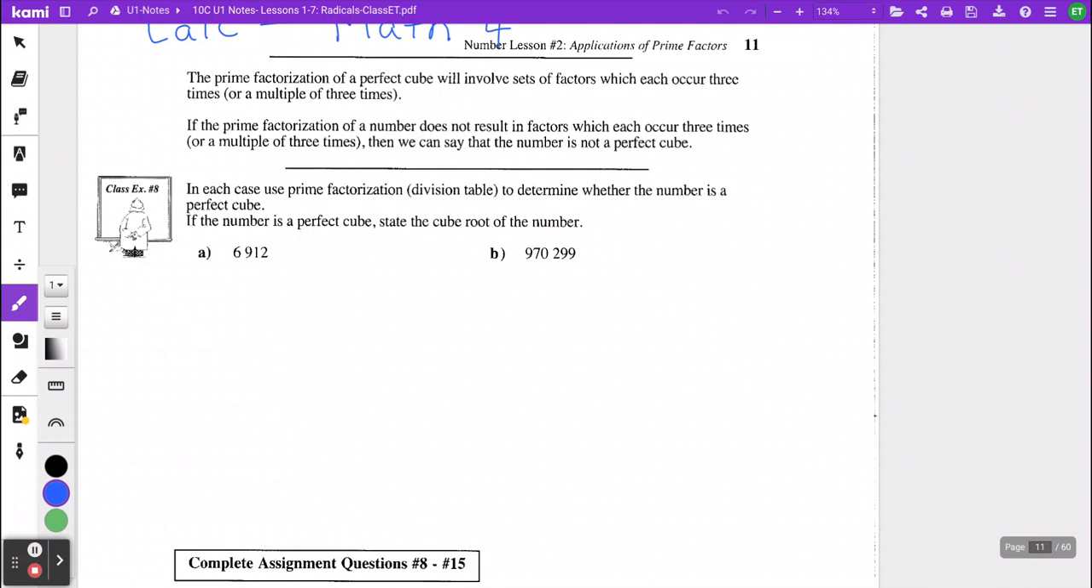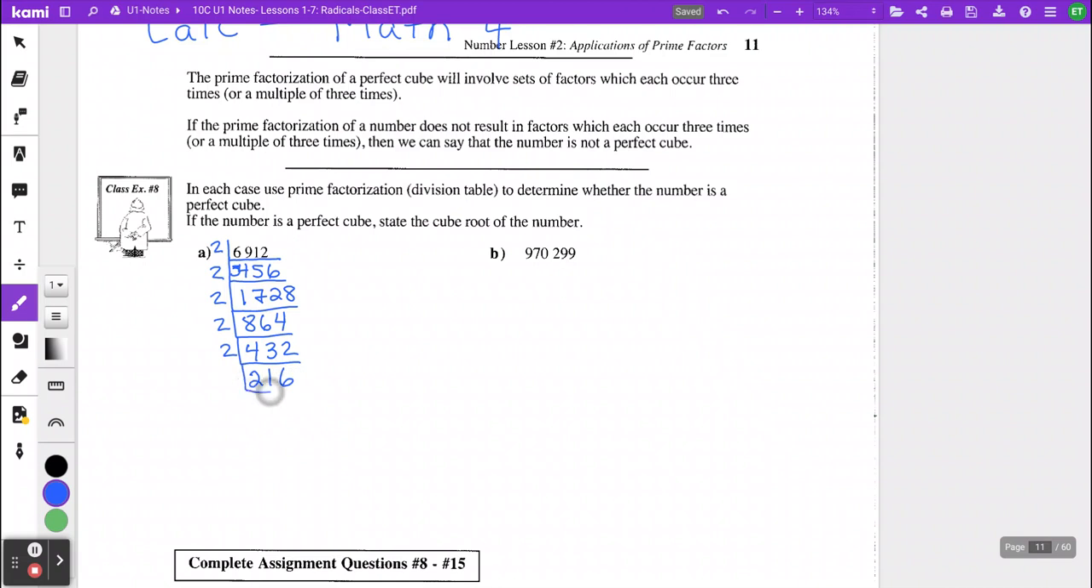These are large numbers, so we're going to use division tables. I'm going to start with the number 2, because it's an even number. That's going to give me 3456, which is also even, so I'll divide by 2 again to give me 1728. I'll divide by 2 again to give me 864, again an even number. I'm getting lots of 2s here. That gives me 432, and then an even number again, which gives me 216.